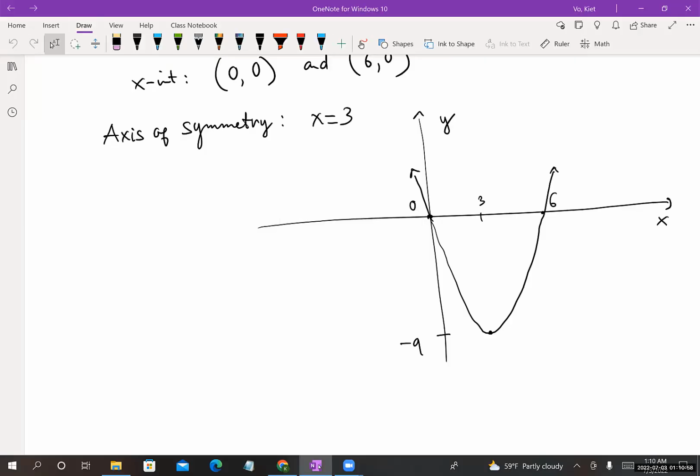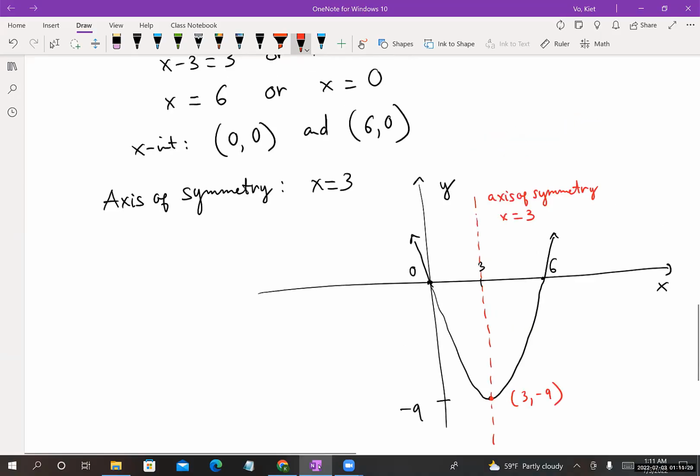So you can see the axis of symmetry is this line. And this is the axis of symmetry, x is equal to 3. And it passes through the vertex. Okay, so this is the vertex here, with the coordinates for the vertex being (3, -9).